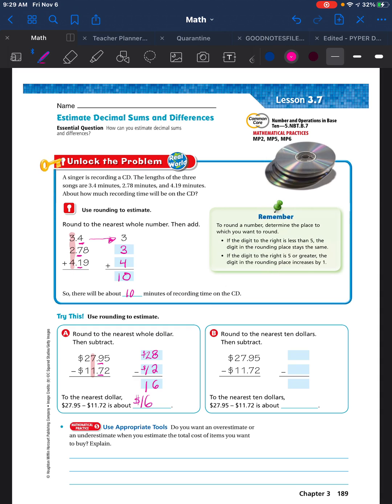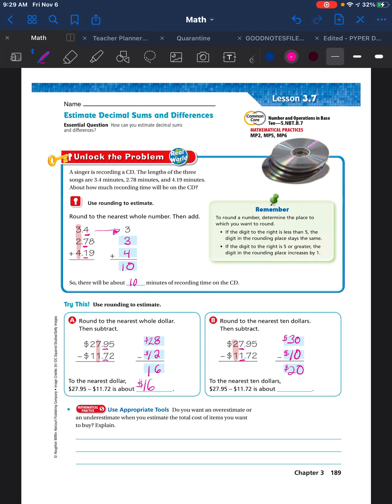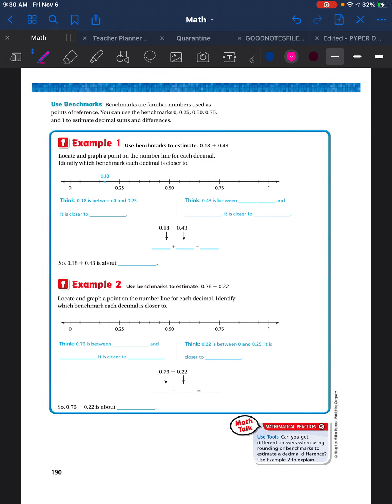For B, it says round to the nearest $10. So in that case, we're looking at the tens place this time. And we look to the right. I have a 7 here. So 7 is greater than 5. So I'm going to go ahead and round this one to $30. And then we have a 1 here. It's less than 5. So we can go ahead and estimate that to $10. Again, it's subtraction. So 30 minus 10 is 20. All right. Let's go ahead and turn the page.